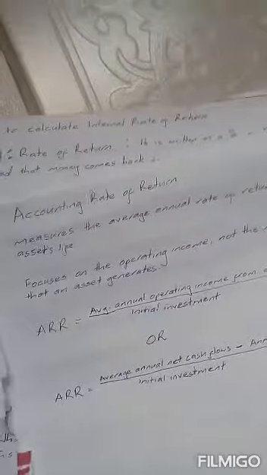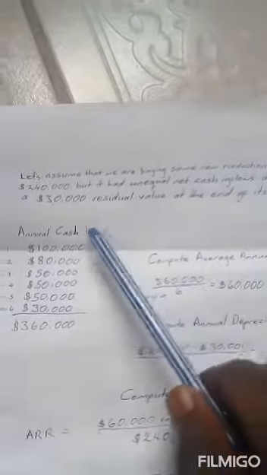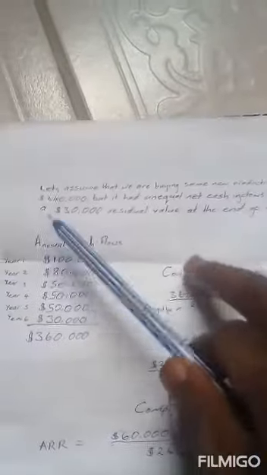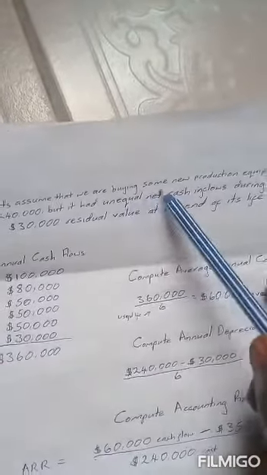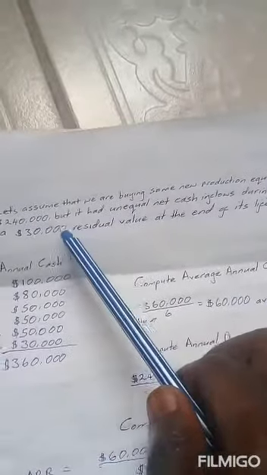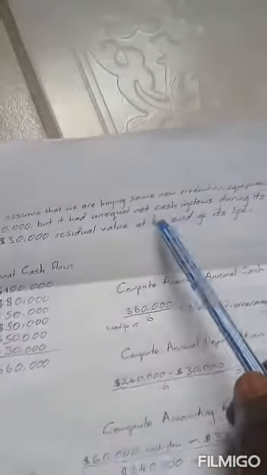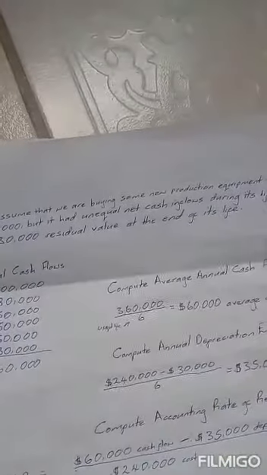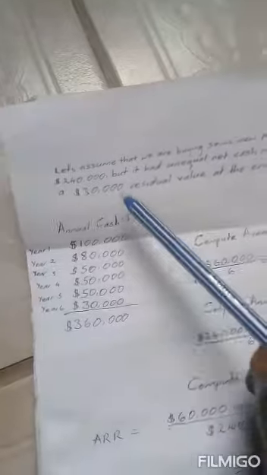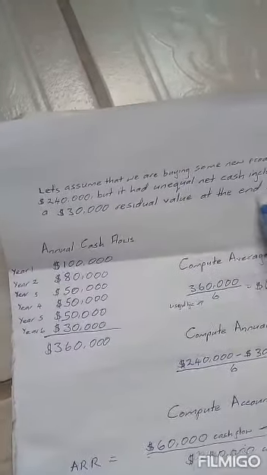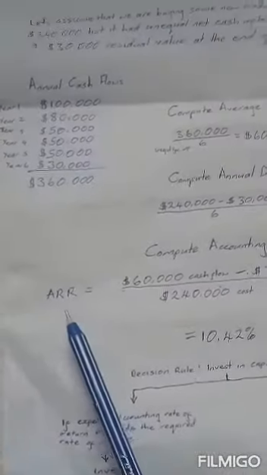Here we've got a simple example. Let's assume that we are buying some new production equipment that costs 240,000, with equal net cash inflows during its life and a 30,000 residual value at the end of its life. Now we need to calculate the accounting rate of return.